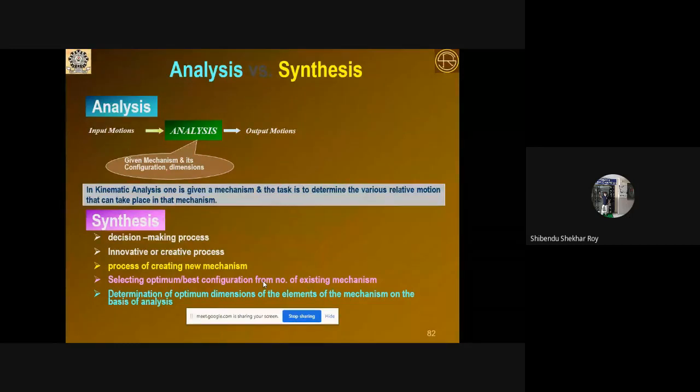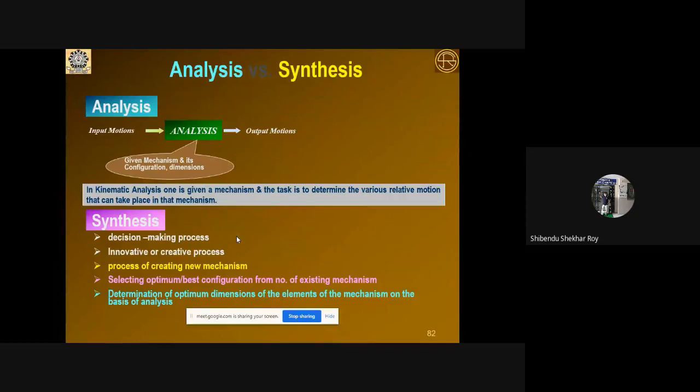So synthesis is the creative or innovative process. It is the process of creating a new mechanism or selecting the best configuration from a number of existing mechanisms. And in order to do that, you have to use analysis. That means you have to use the laws of physics and scientific principles.